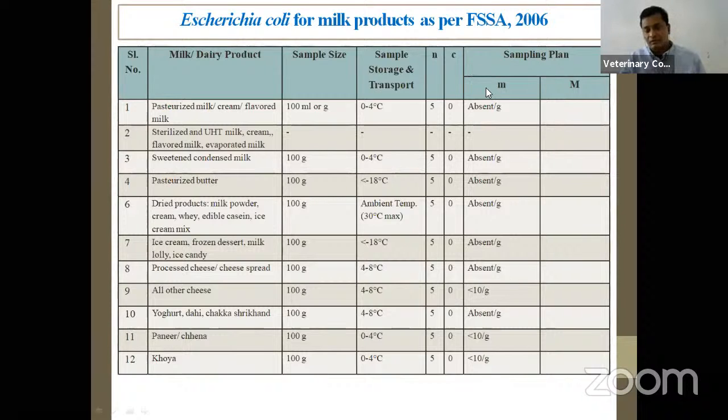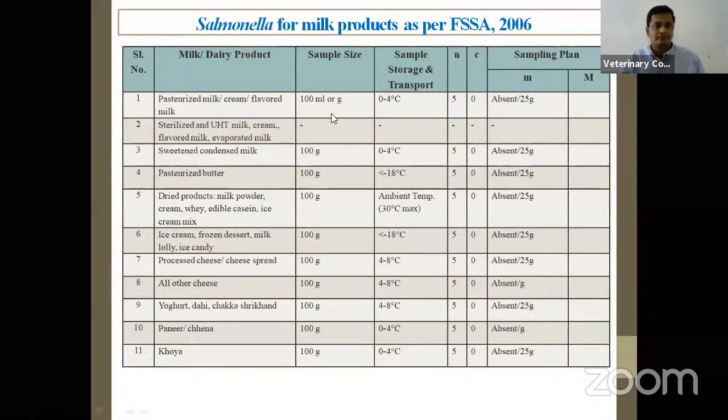Otherwise, all these samples should not have any E. coli. That is the specification. Even if a single sample violates this, the whole lot has to be rejected. So that is the requirement.